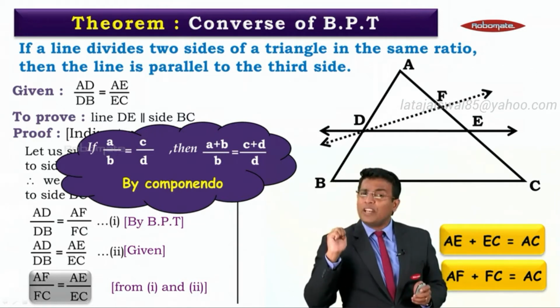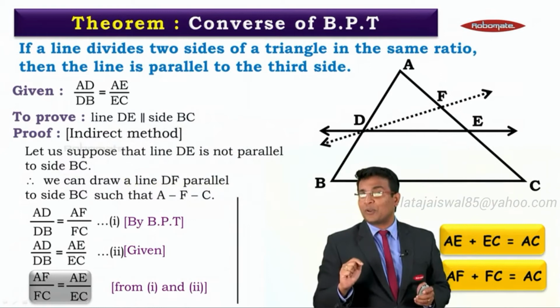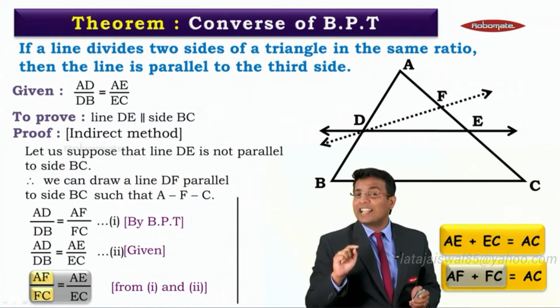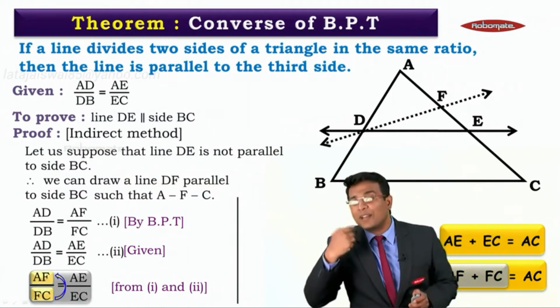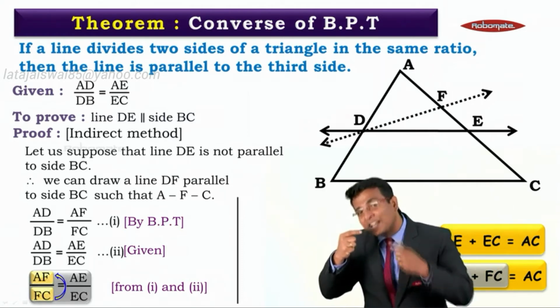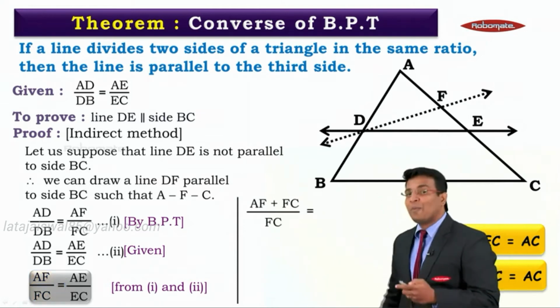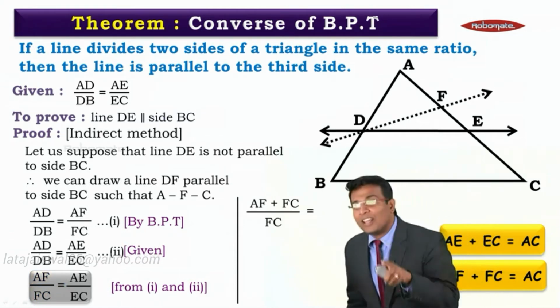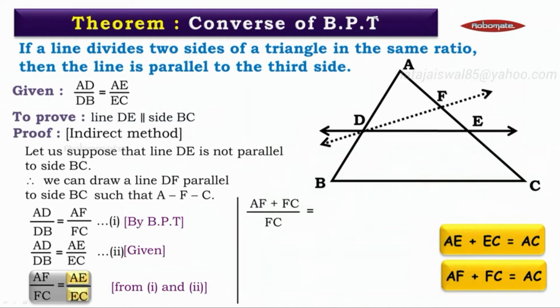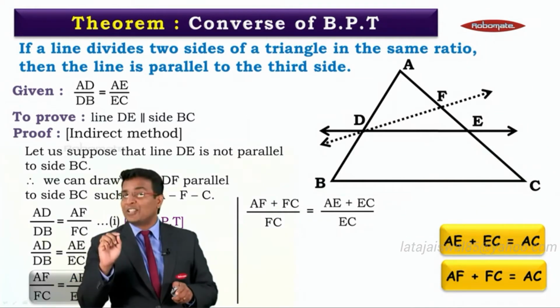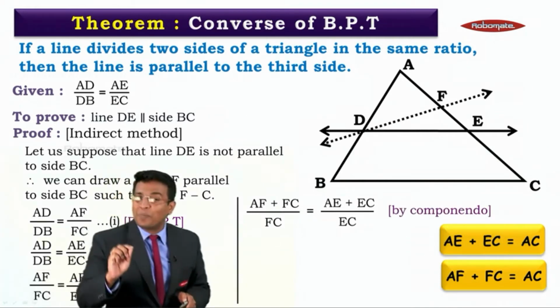Now, is that what we require here? Observe, because we are talking about AF plus FC. That means if we want AF plus FC, that is the numerator plus the denominator, that means we need to do componendo. So, let's apply componendo. So, we'll get AF plus FC upon FC is equal to, same here, AE plus EC upon EC, right? And the reason we know is nothing but componendo.